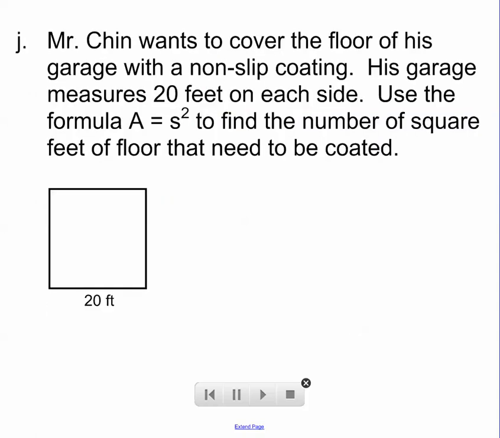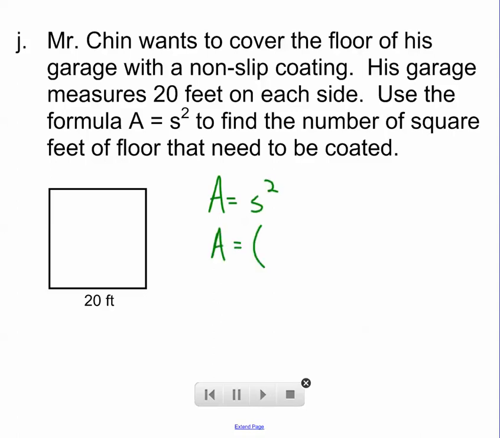Mr. Chin wants to cover the floor of his garage with a non-slip coating. His garage measures 20 feet on each side. Use the formula A equals S squared to find the number of square feet of floor that need to be coated. Okay, so he's got a 20 by 20 floor. It's a rectangle. It's actually a square. A square is a rectangle, but instead of doing base times height like we do for rectangles, we can just do side length squared.